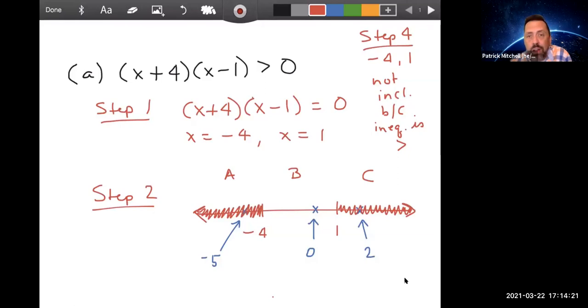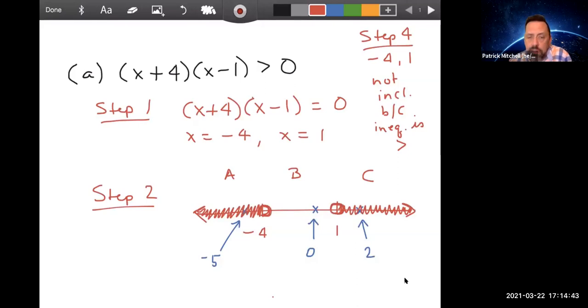But if the inequality symbol was a greater than or equal, it would be true. So in that case, I would include them. But since it is a greater than, I am not going to include them. This is also part of step 4, I guess, I'll just put these open circles here. All right, and now we're going to write the solution set.